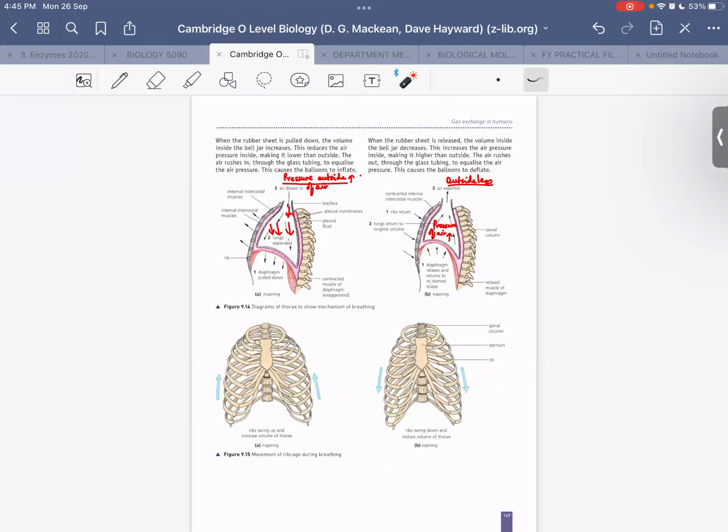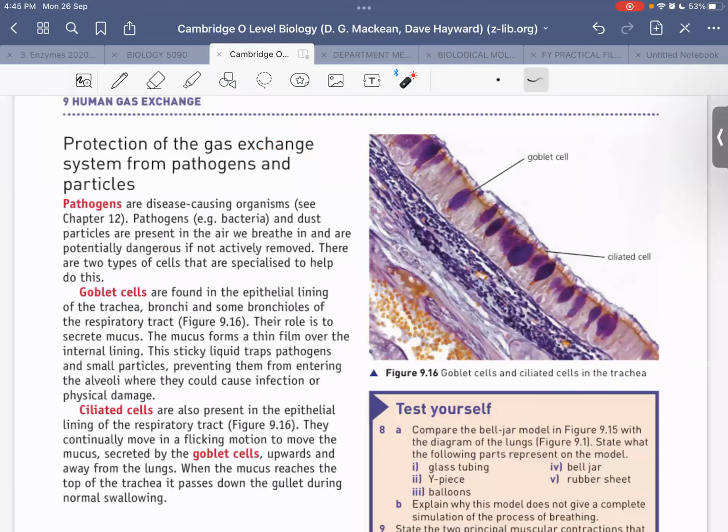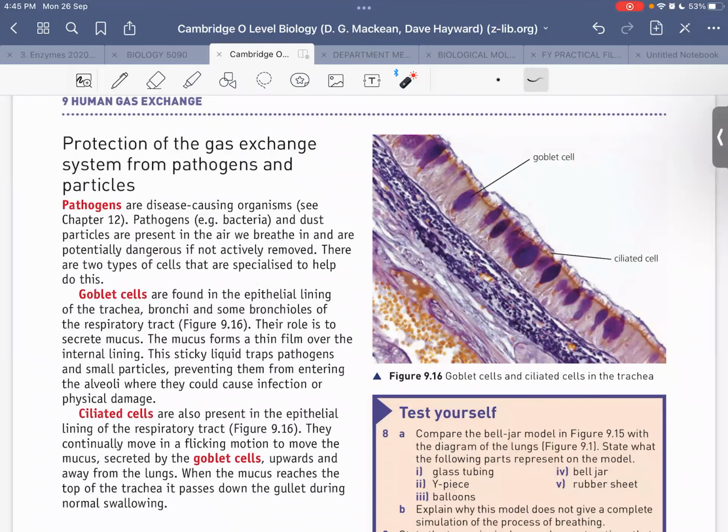Now we'll quickly finish the last topic of this chapter, which is protection of the gas exchange system from pathogens and particles. Now listen to what I'm saying very carefully, and then I will ask you questions. First of all, what do you mean by pathogens? A pathogen is a disease causing microorganism. Any tiny microorganism that can cause disease, be it a bacterium or a COVID-19 virus or a dengue virus or a hepatitis virus, anything is a pathogen, right?